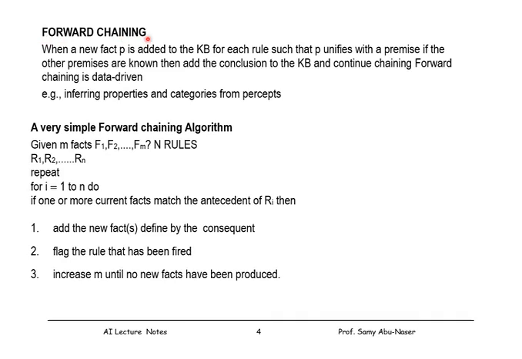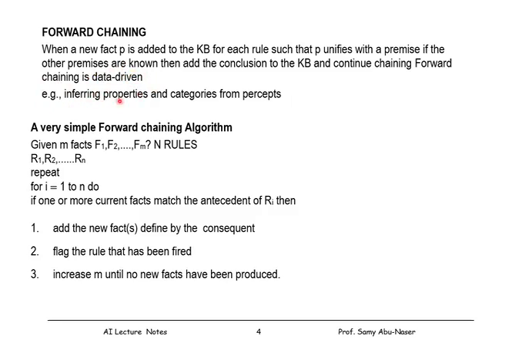Let's see forward chaining. It's a way of inference after we represent knowledge. When a new fact B is added to the knowledge base, for each rule such that B unifies with a premise, if the other premises are known, then add the conclusion to the knowledge base and continue chaining forward. Forward chaining is also called data driven.